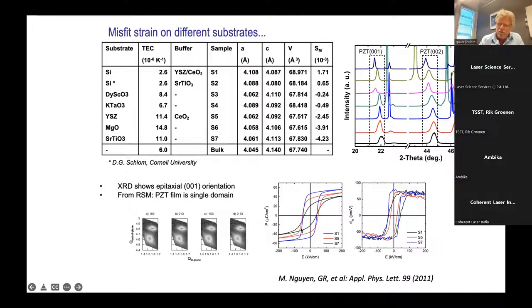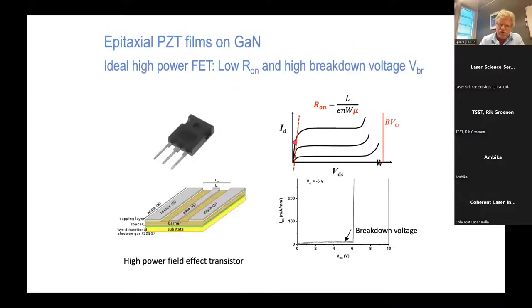So this is very important, and with this, we did many, many more studies, please look into the literature there, where we actually tuned composition, but also strain in such a way that we can optimize the functional behavior of these thin films in device geometries. Very interesting was also that we nowadays can grow PZT and other oxides, by the way, on III-V substrates.